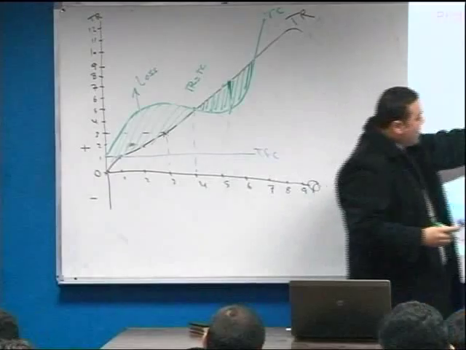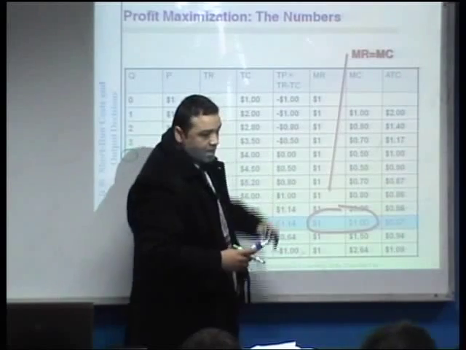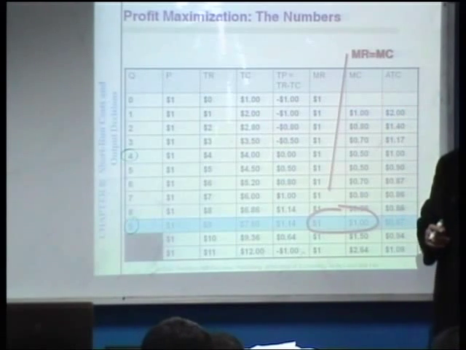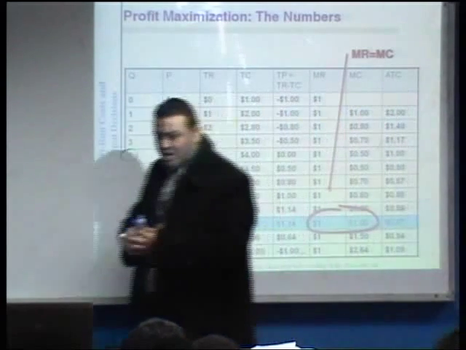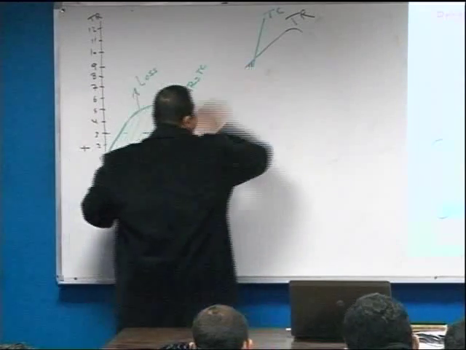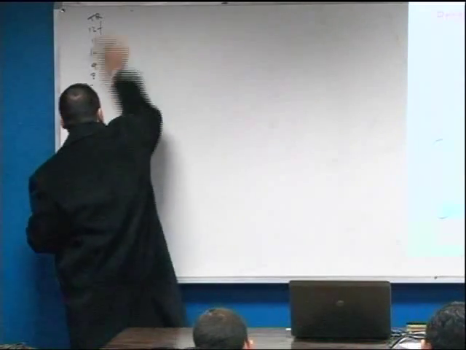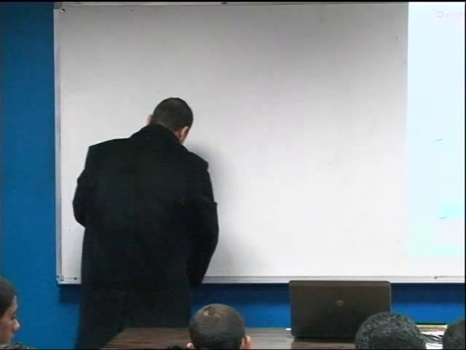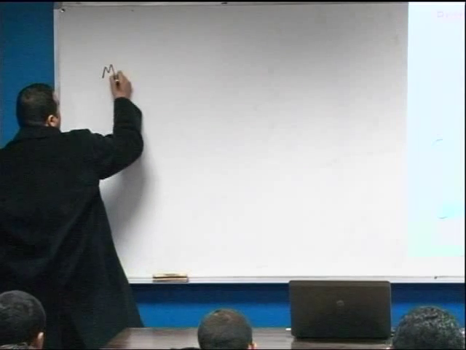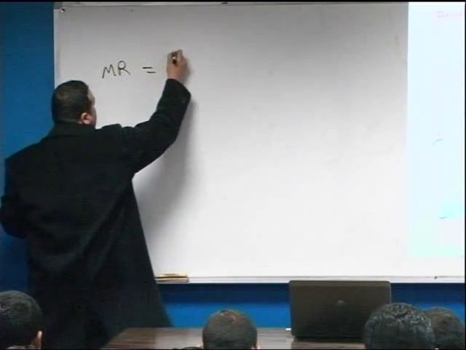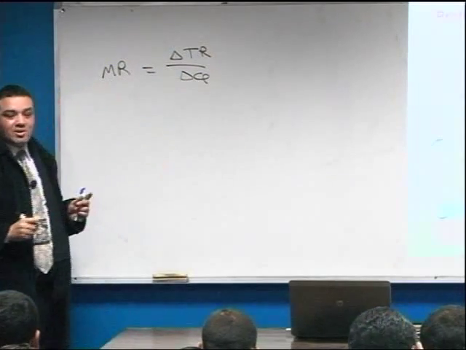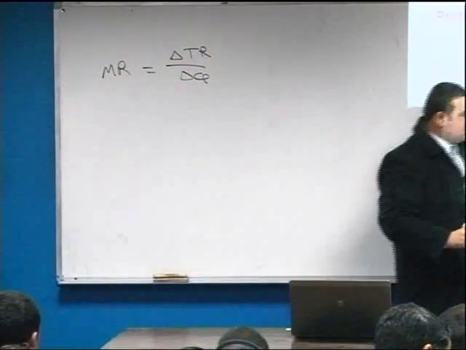To calculate the total profits, as you see, profit equals total revenue minus total cost. What about the marginal revenue? Marginal revenue equals delta total revenue over delta Q. So let's calculate the marginal revenues in these cases.